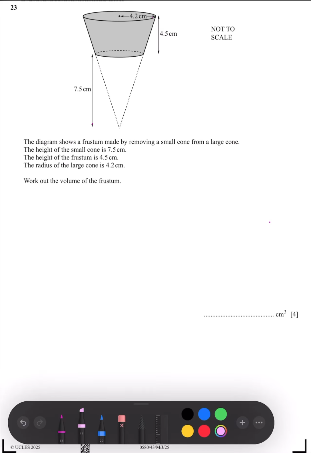The diagram shows a frustum made by removing a small cone from a larger cone. This is the frustum. This is the smaller cone. And this is the larger cone.